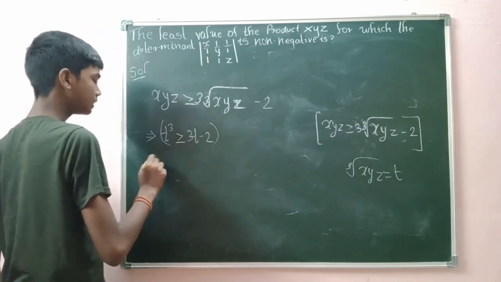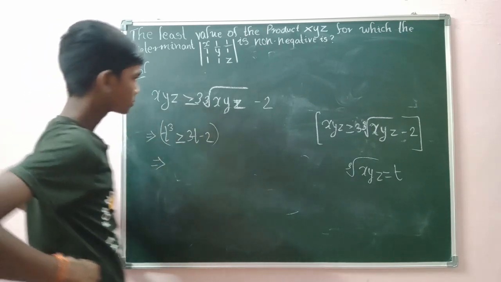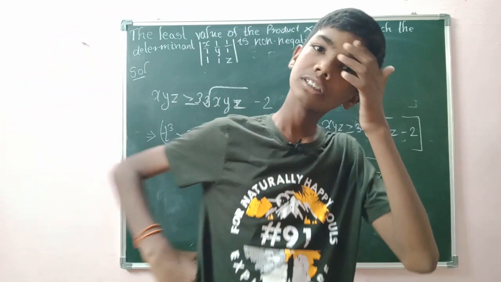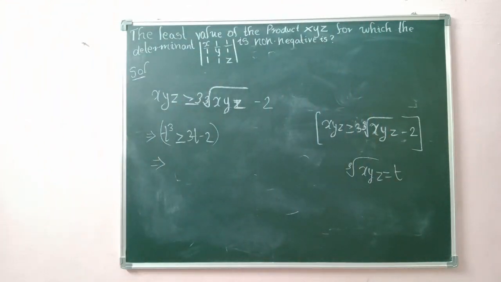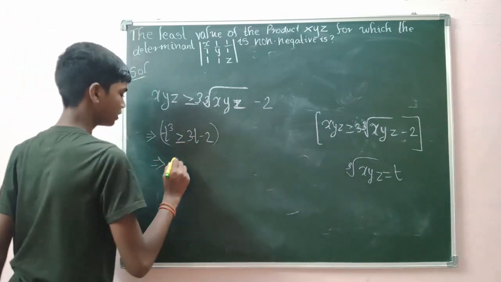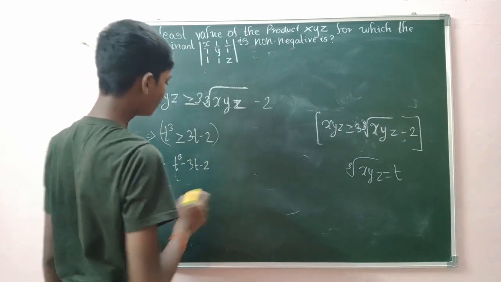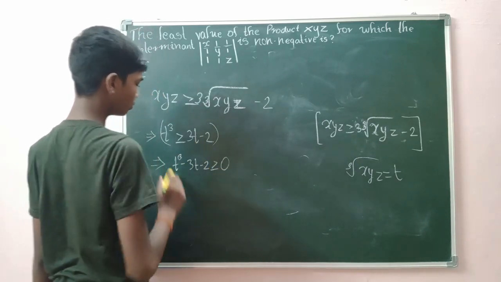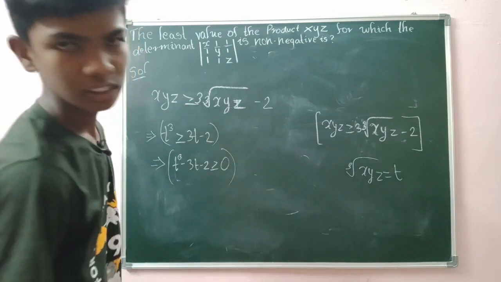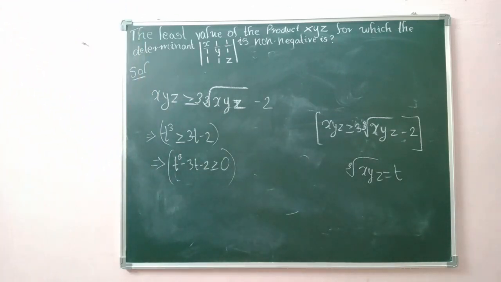So now take all these terms to the left side. Your t cube will be greater than or equal to 3t minus 2, when you take t as cube root of xyz. Therefore it is t cube minus 3t minus 2 will be greater than or equal to 0. So that is what you will get finally when you solve this particular inequality.